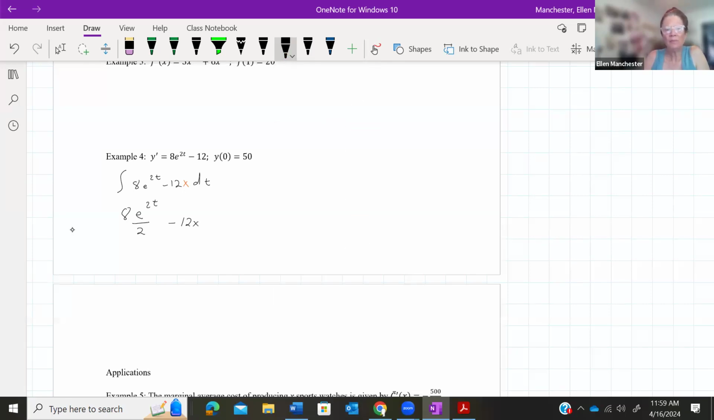Okay, so 8 divided by 2 is 4. So this is what our y equals: 4e to the 2t minus 12x plus c. And look what we're looking for. We're looking for y.